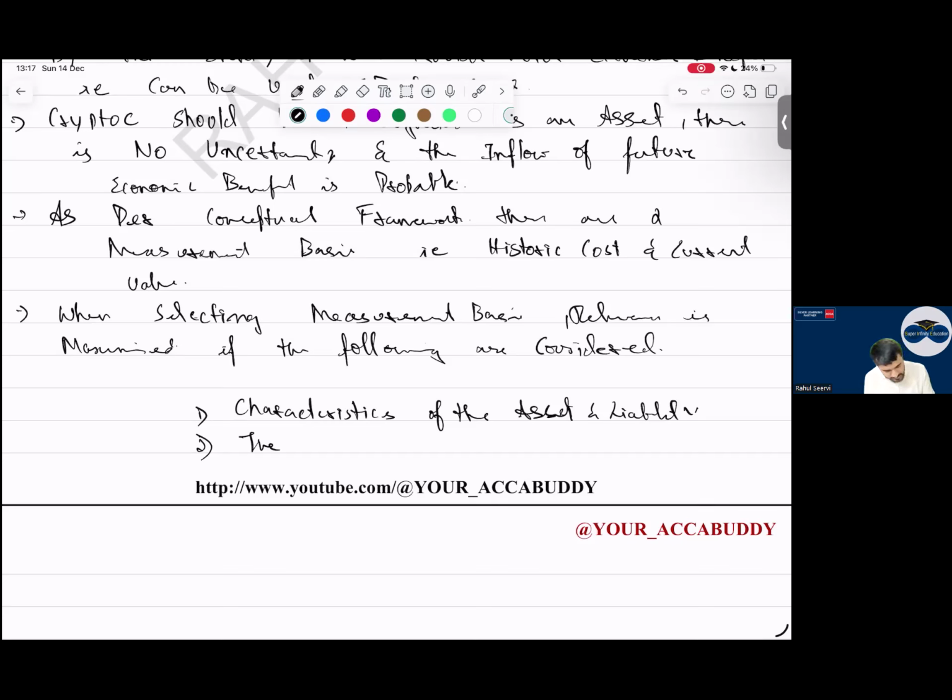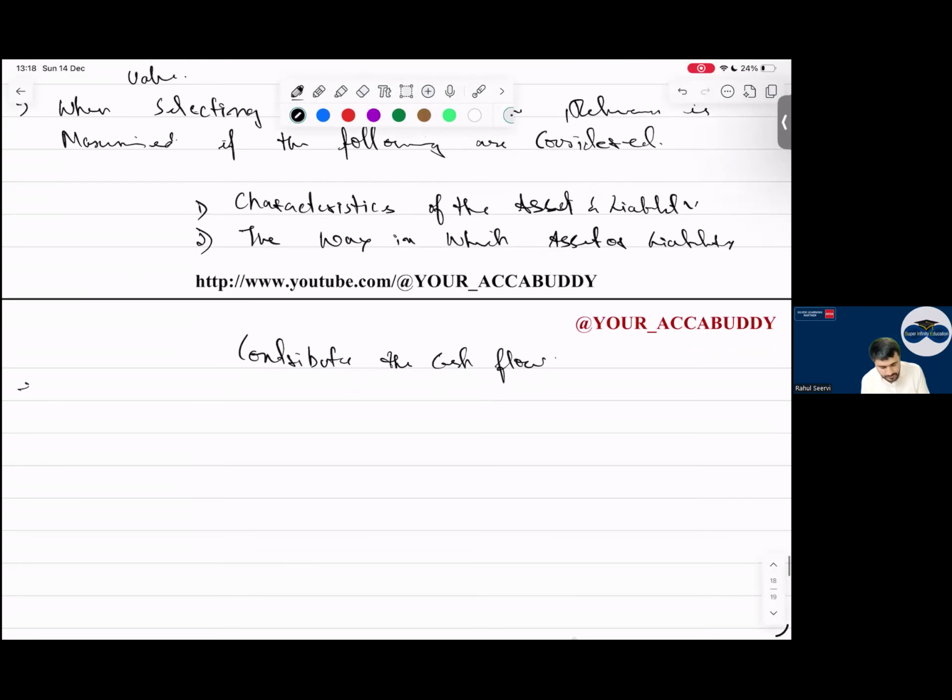The way in which the asset or liability contributes to the cash flow. Simple. This we have written as the technical part. Now, what is the linkage here?